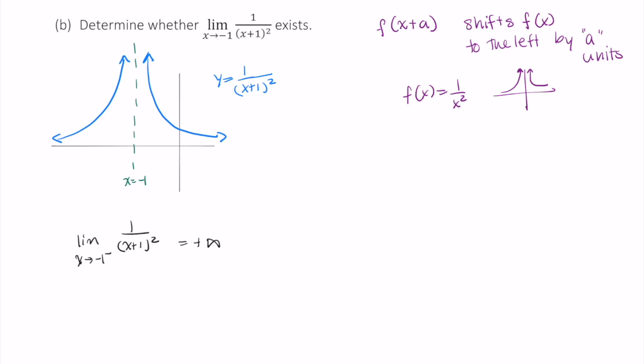All right, so now let's look at the limit coming from the right-hand side. So the limit as x approaches negative 1 from the right-hand side of 1 divided by x plus 1 quantity squared. Well, that also approaches positive infinity. And I'm going to remove this plus sign. I'm being a little redundant there. So it's also blowing up to infinity.